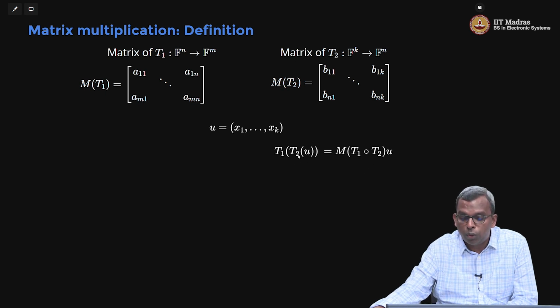Now, this T1 of T2 of u, what is T2 of u? It is M of T2 times u on the right. Okay, as a column vector, you can put down u, you will get that. Now, T1 of something is this matrix multiplied by M of T2 u on the right. So you get M of T1 times M of T2 u on the right. So that's what is going on here.